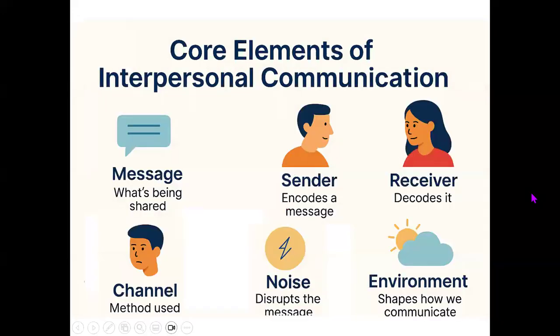So the core elements of interpersonal communication are that you have a sender and a receiver. A sender encodes a message, meaning they think about what they're going to say, what they want to communicate, and then they encode it, meaning they say, how's the best way for me to say this or communicate this so that the receiver will understand it. And then the receiver, when they receive it, they decode it.